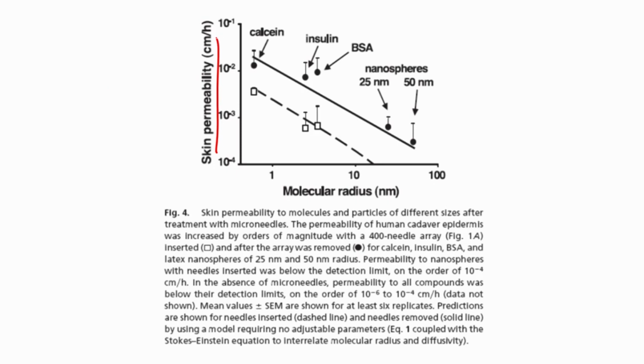and so what you see here is basically you have different molecules like calcein, insulin, BSA, just some of the model molecules, even some small nanoparticles, and what you are trying to see is whether your skin permeability is increasing or not. So, you have these empty squares which are nothing but when you have inserted the array, and you see that the skin permeability is fairly and almost an order of magnitude low, but once you have used these microneedles, your skin permeability has increased for all of these molecules by quite a bit amount.